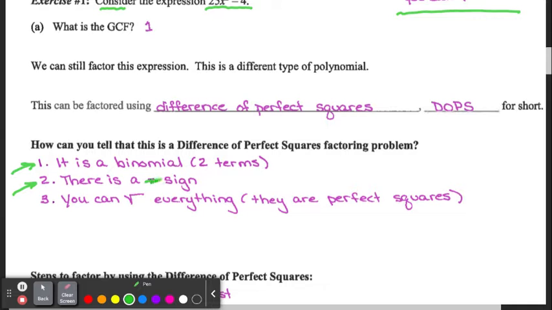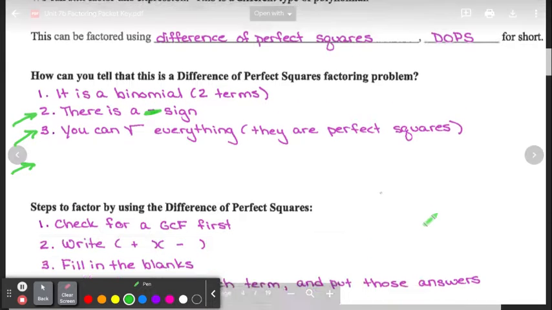There has to be a minus sign. If there's a plus in between these two terms, you can't do it. And you can square root everything. If you can't square root everything, then you can't use this. So now we'll go to the steps.